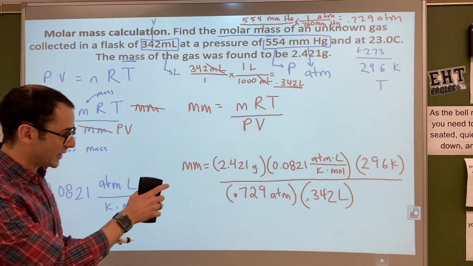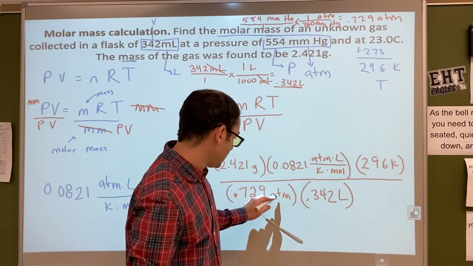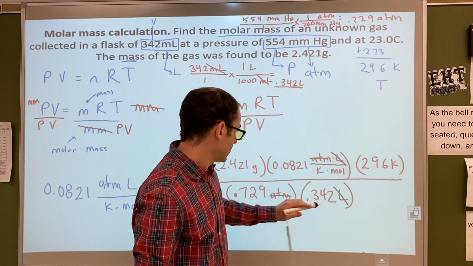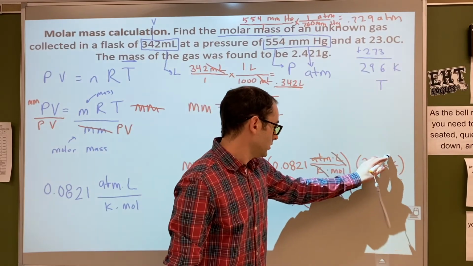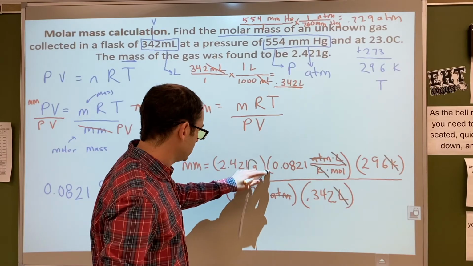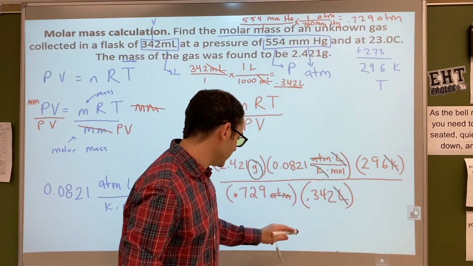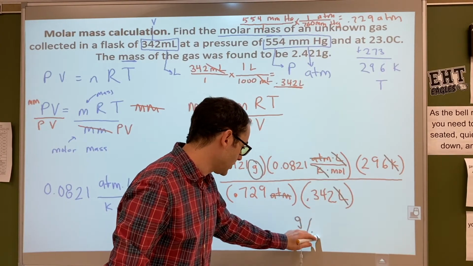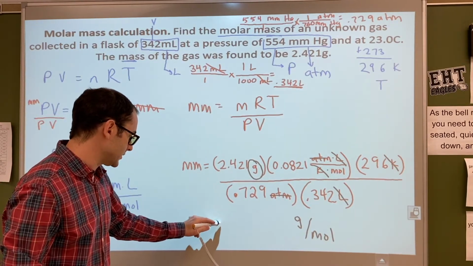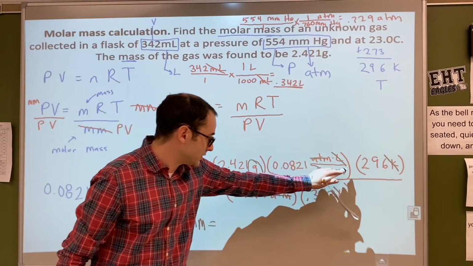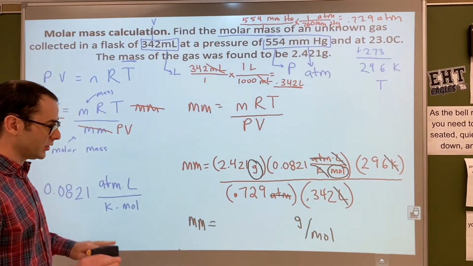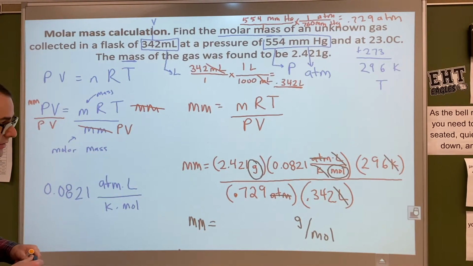Let's cancel out things. We have ATM on the top and bottom, so they get canceled out. Liters on the top and bottom. Kelvin also. Now all that's left is grams, divided by moles. So the answer is going to be grams per mole, which is awesome because that's what molar mass is. That's great that these worked out, and that's divided by moles right there. Everything looks great. Now you just have to plug this into your calculator.